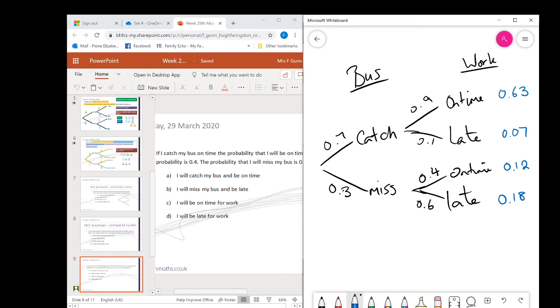Okay, right. What is the probability that I catch my bus and be on time? So catch and be on time, 0.63. What's the probability I will miss my bus and be late for work? 0.18.